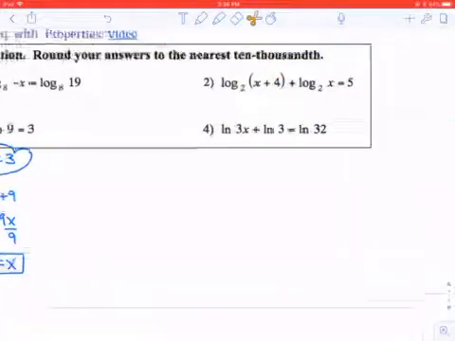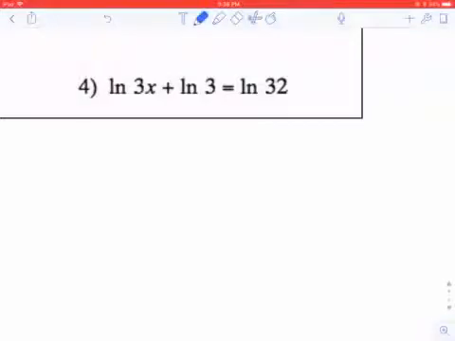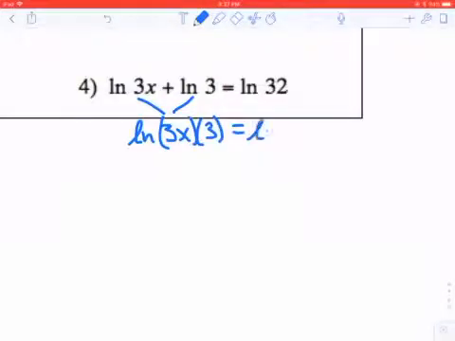Okay, so let's look at this last problem. Let me erase that work and zoom in a little bit. So we have natural log of 3x plus natural log of 3 equals natural log of 32. So if I rewrite these as multiplying, since they're adding, we need to multiply. Bring down what's on the right hand side. Then they have natural log on both sides, so we're allowed to cancel those out. And then bring down 9x equals 32.